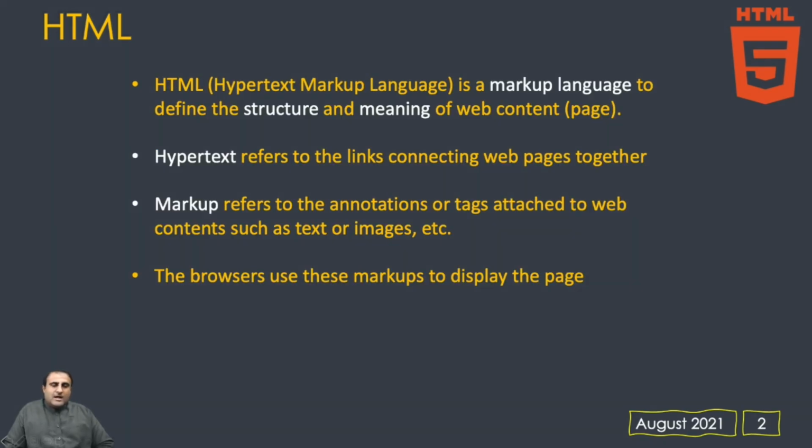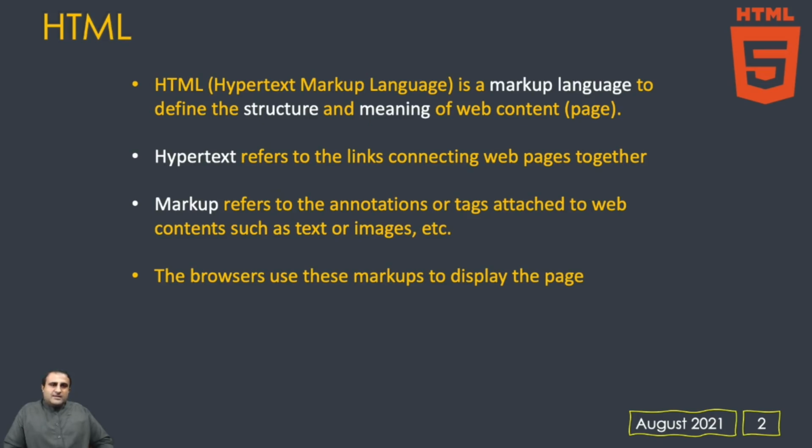So hypertext markup language, as the name suggests, is actually a markup language, and it is used to define the structure and then more specifically the meaning of the web content or the web pages. HTML5 actually associates meaning to the markup, or the semantics. We will see later.